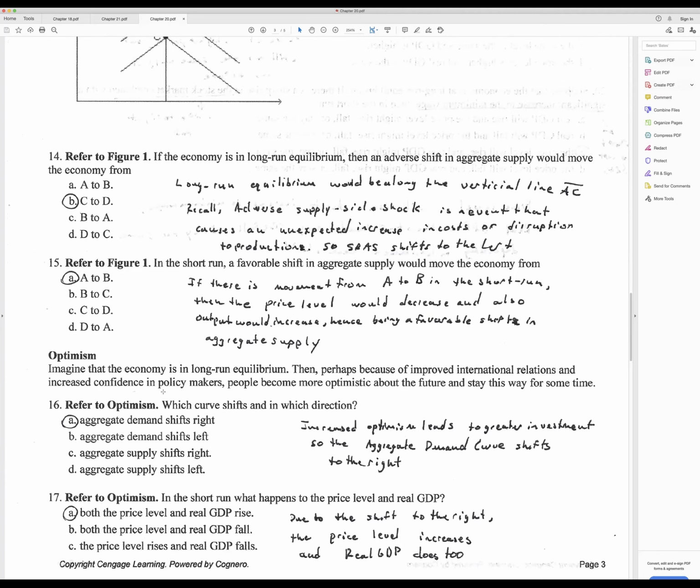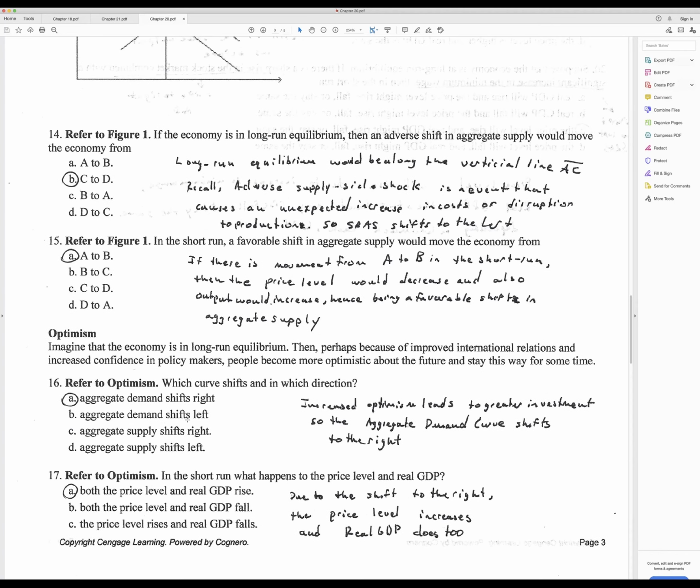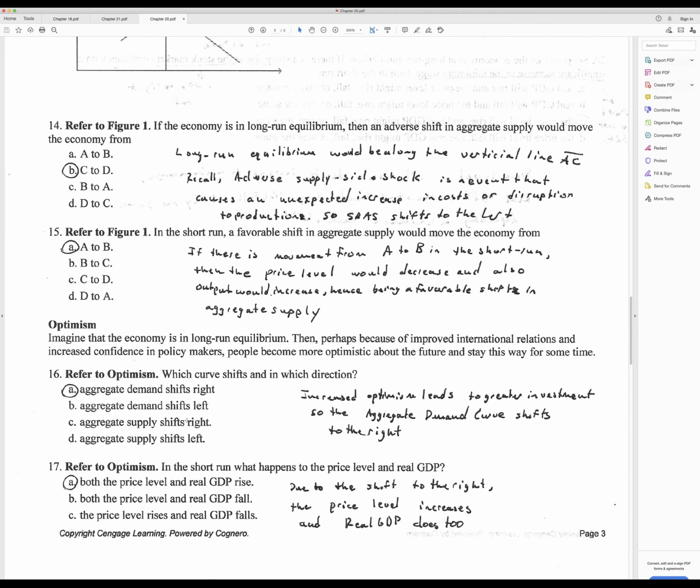Imagine that the economy is in a long run equilibrium, then perhaps because of improved international relations and increased confidence in policymakers, people become more optimistic about the future and stay this way for some time. Which curves shift and in what direction? That's going to be the aggregate demand curve because we know that increased optimism is going to lead to more investment. And that's going to shift the aggregate demand curve to the right because the aggregate demand curve, remember, is given by C plus I plus G plus net exports. And if investment increases, then the aggregate demand curve would shift to the right.